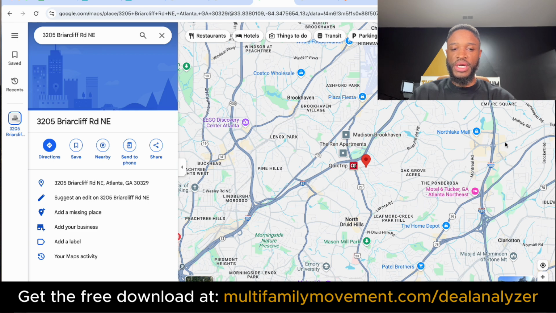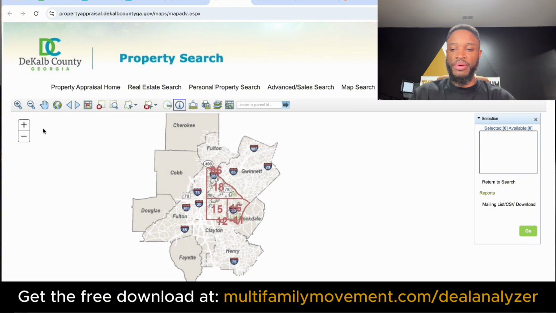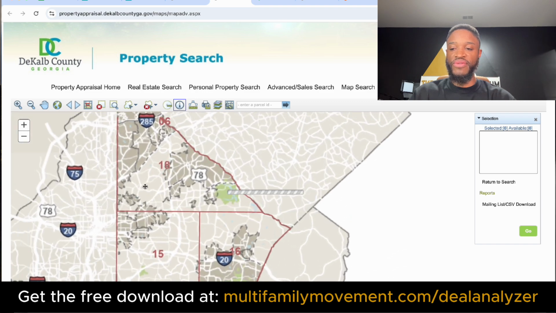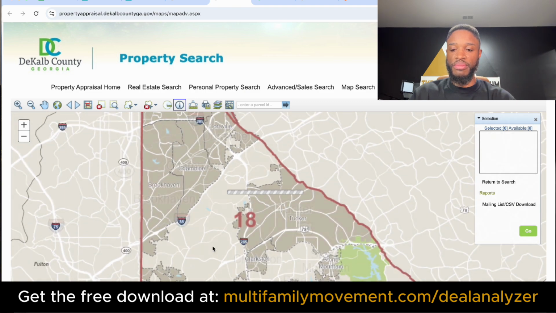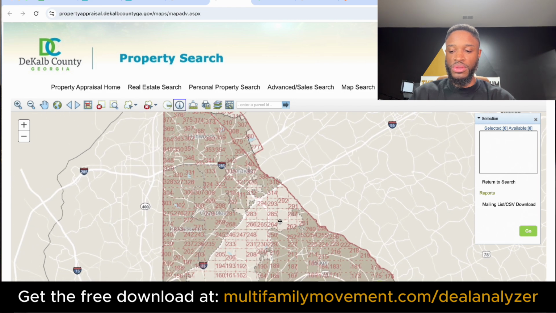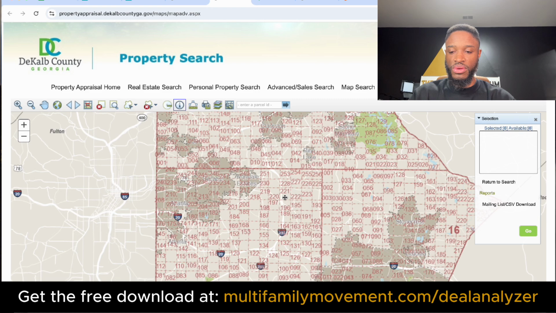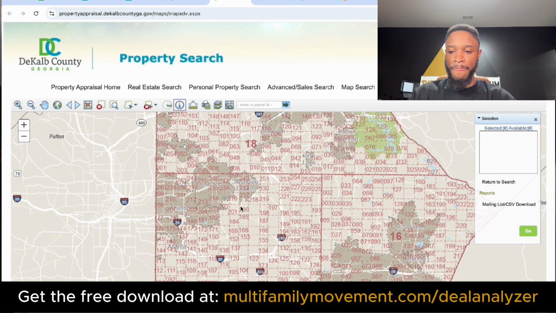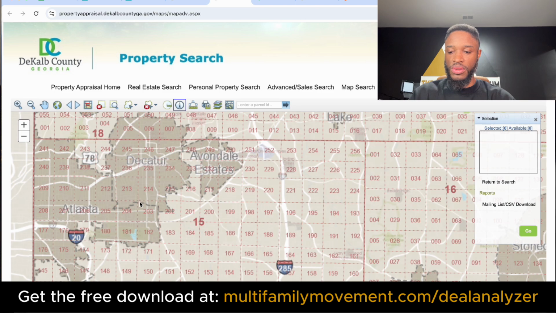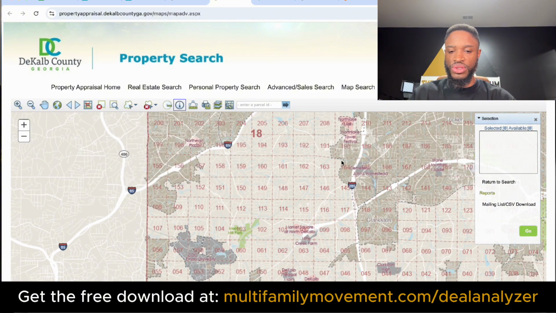Now I see it's to the left of 285. It's off of 85. So I'm going to try to find it on the map search. I'm going to take this map and zoom in. Normally the address comes up, but for whatever reason, this particular property didn't come up. All right, so I'm looking for 285 and 85. I'm going to zoom in. Okay, so this is 285 and 85.